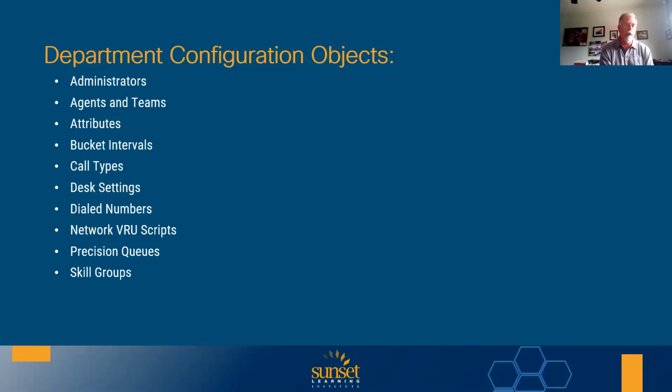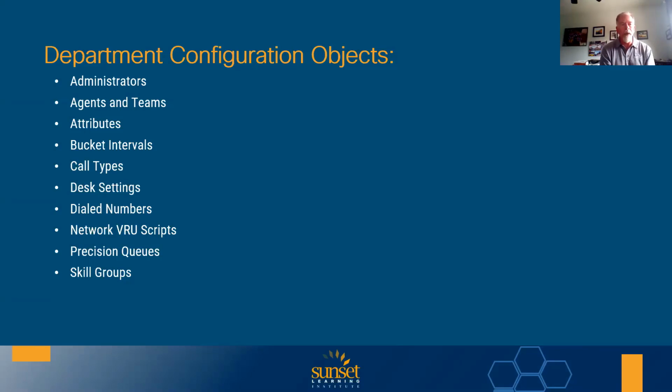And you'll see that relationship here in a second. Same thing with teams, can be department-based. Attributes, which we use for PQs, could be department-based. Bucket intervals, which are really multiple lines in the reporting sand, right? Instead of having one service level of 30 seconds, bucket intervals would be multiple lines in the sand, and those can be department-based, mostly for reporting purposes.